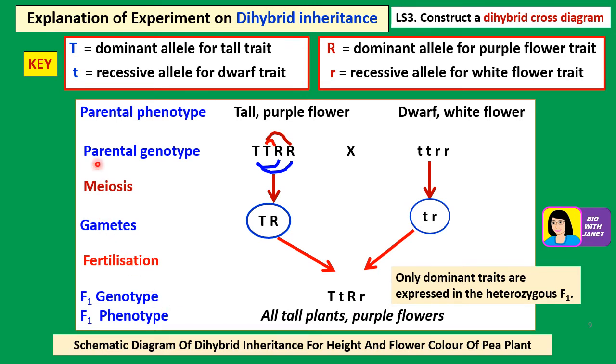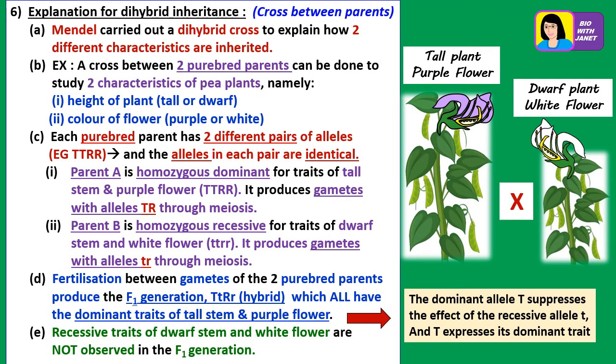Now we're going to go on to the second part of the experiment. Now here are the notes for the explanation of the cross between the two parents. So Mendel carried out a dihybrid cross to explain how two different characteristics were inherited. For example, a cross between two purebred plants can be done to study the two characteristics of pea plants. So the two characteristics studied are height of plant, either tall or dwarf, and the color of the flower, either purple or white.